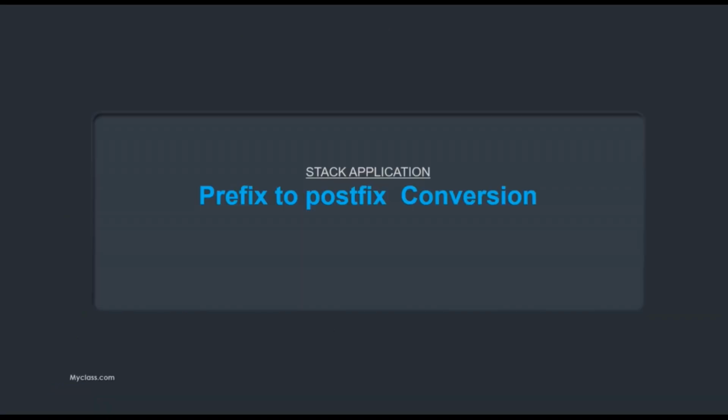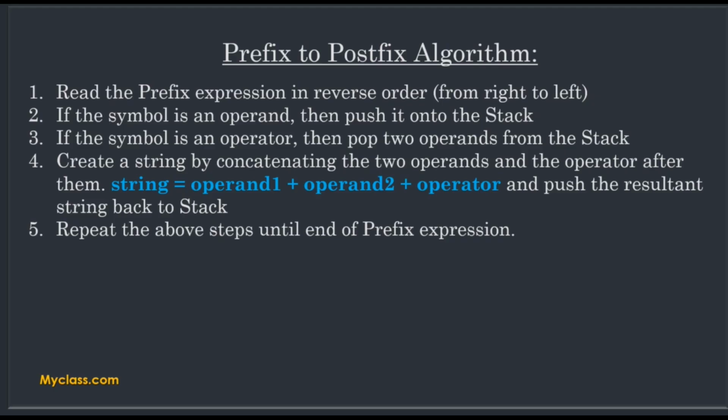Next, prefix to postfix conversion. The algorithm contains 5 steps. First step is read the prefix expression in reverse order, from right to left. That is very important. When we are reading, if the symbol is an operand, then push it onto the stack. Third is, if the symbol is an operator, then pop 2 operands from the stack. Pop those 2 operands and create a string by concatenating the 2 operands and the operator after them.